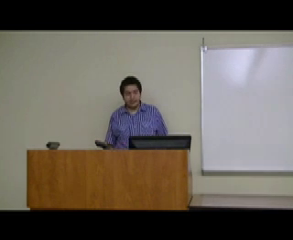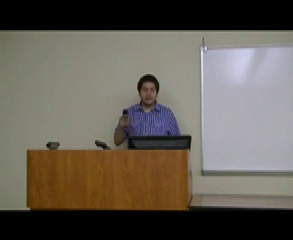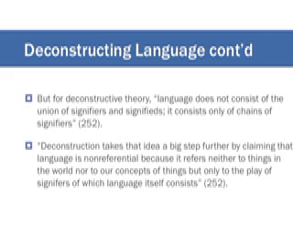But for deconstructive theory, language does not consist of the unions of signifiers and signifieds. It consists of just a chain of signifiers. So it's not really a formula, it's more like one signifier leads to another signifier, which leads to another, and so on. But deconstruction takes that idea a big step further by claiming that language is non-referential because it refers neither to the things in the world nor to our concept of things, but only to the play of signifiers of which language itself consists. So it completely depends on one signifier leading to another, and that's how we define words and things like that.